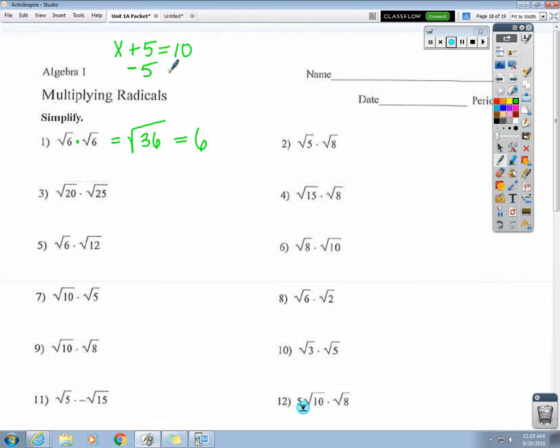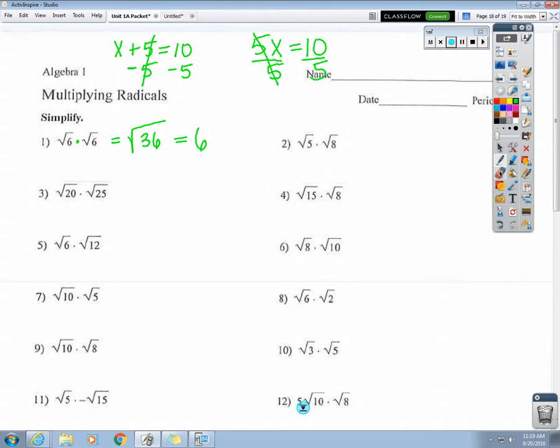Subtract 5 on both sides, right? You are doing that because addition and subtraction are inverse operations. They cancel each other out, correct? So what if you had 5x equals 10? How would you solve that? Divide by 5 on both sides. And we do that because multiplication and division are inverse operations. They cancel each other out.